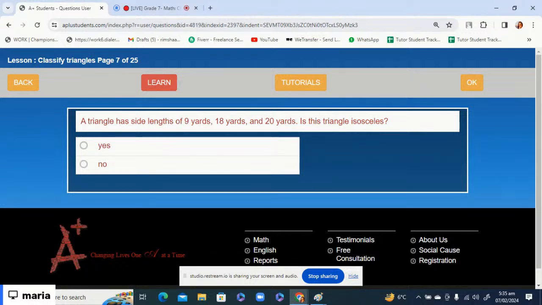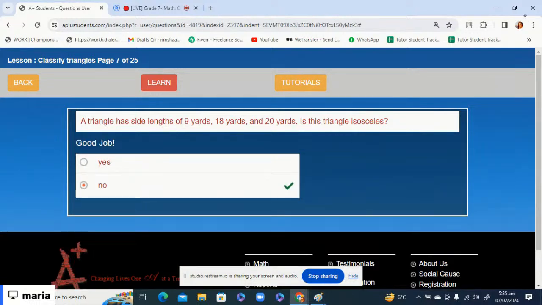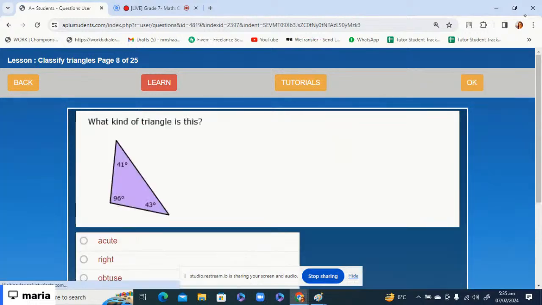A triangle has side lengths of 9 yards, 18 yards, and 20 yards. Is this an isosceles triangle? All sides have different lengths. In a scalene triangle all sides have different lengths, but in an isosceles triangle at least two have the same length. So no, it's not isosceles, it's a scalene triangle. Got it? Hope you understand this lesson. Let's discuss the next.